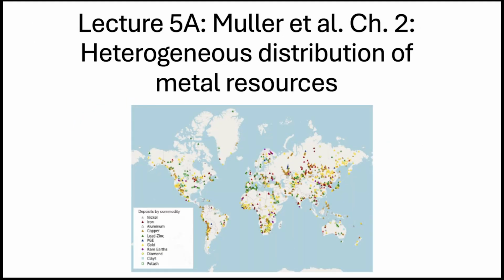So this is just a map of the Earth with locations of different deposits by commodity. Now we'll come back to a better map than this one, but it's just to get your eye in to see that large areas of the planet don't have ore deposits.